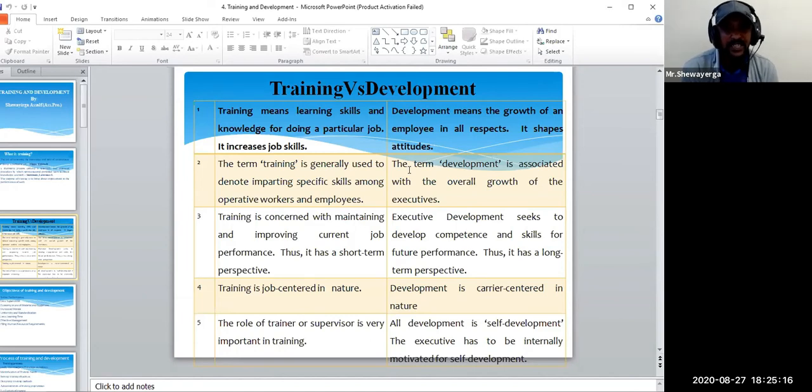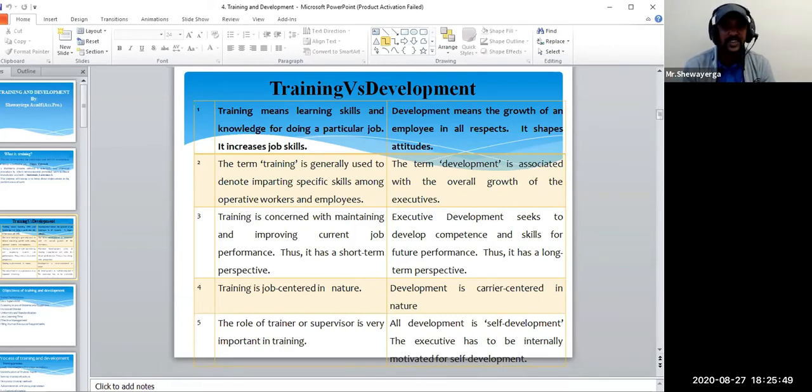Another difference is that the term training is generally used to denote imparting a specific skill among operative workers and employees. The term development is associated with the overall growth of a company and of employees. But training is about a specific skill among operative workers and employees. That is another difference between training and development.